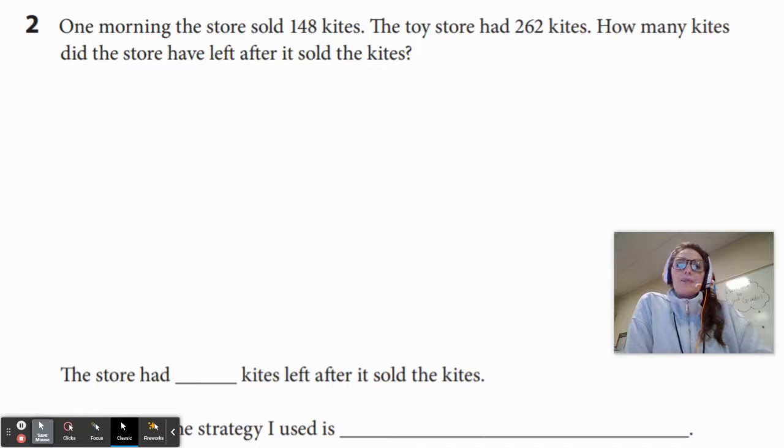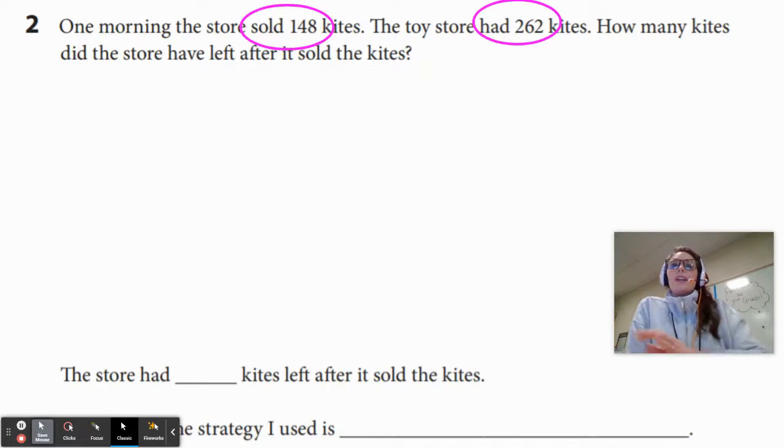Here is number 2. One morning, the store sold 148 kites. The toy store had 262 kites. So how many kites did the store have left after it sold the kites? So second graders, is this an addition equation or a subtraction equation? The store sold 148. They had 262 to start with. So how many are left?